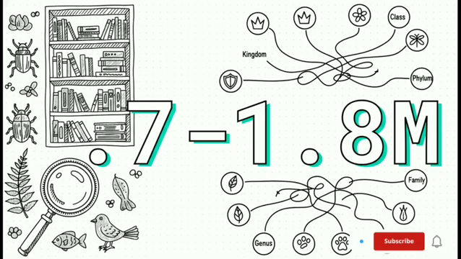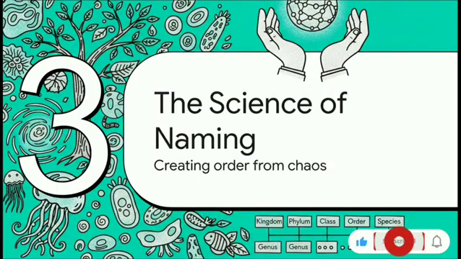Just let that number sink in for a second. Somewhere between 1.7 and 1.8 million. That's the number of different species we've managed to discover and name so far. And listen, that's just what we've found. This incredible variety is what we call biodiversity. Trying to study it without a system would be like trying to find a book in a library the size of a city with no catalog. It's chaos. So what do you do with beautiful chaos like that?